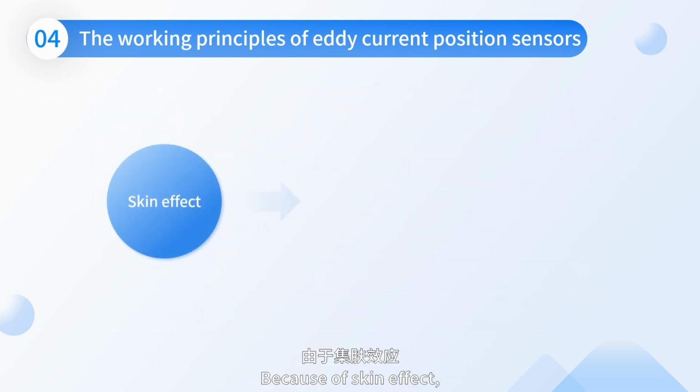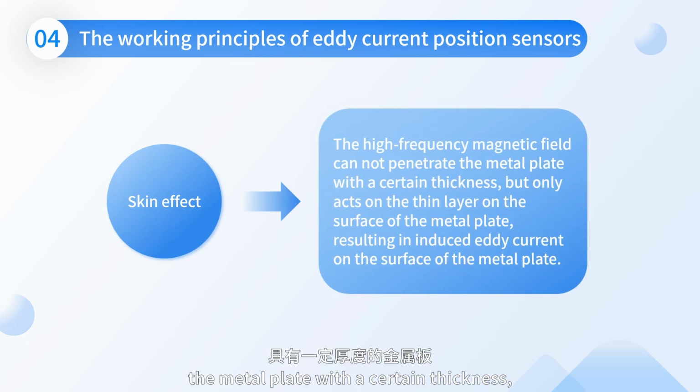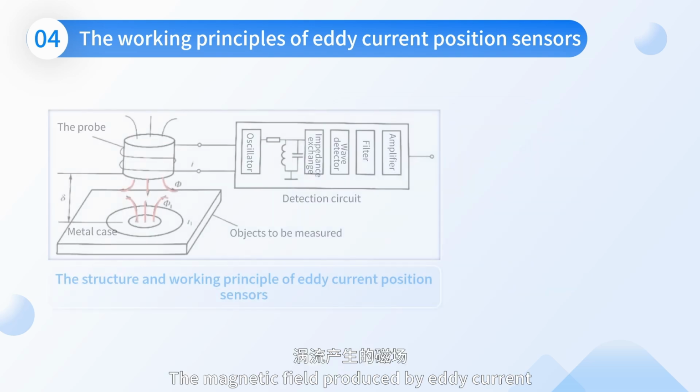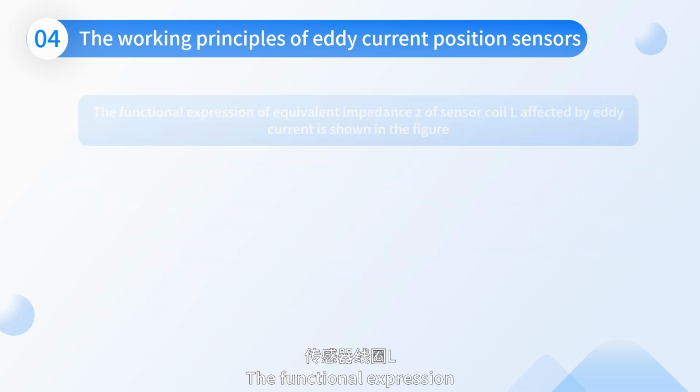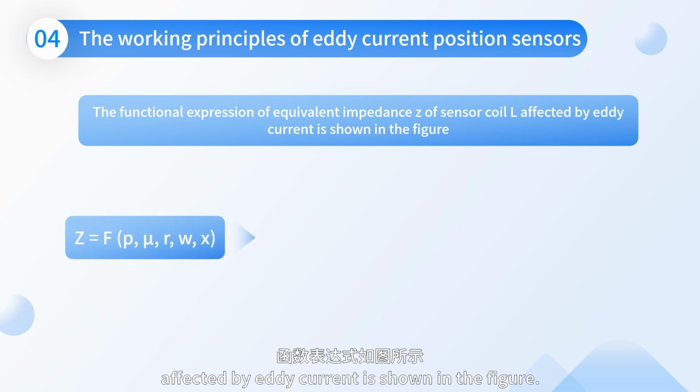Because of the skin effect, the high-frequency magnetic field cannot penetrate a metal plate of a certain thickness, but only acts on the thin layer on its surface, resulting in induced eddy current on the surface. The magnetic field produced by the eddy current only acts on the coil L, which leads to the change of inductance and equivalent impedance of the sensor coil L. The functional expression of equivalent impedance C of sensor coil L affected by eddy current is shown in the figure.